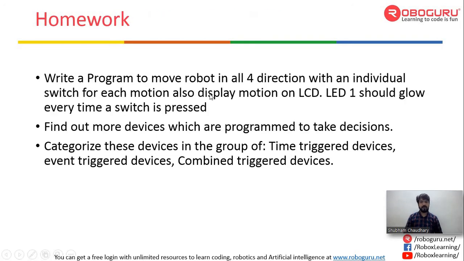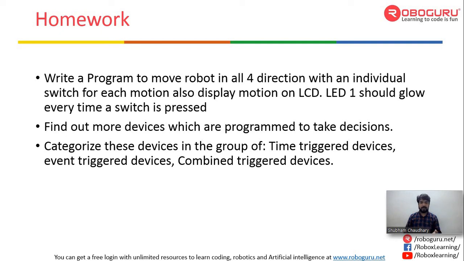So for your homework, you can try this program. Write a program to move robot in all 4 directions with an individual switch. This is something we have already done. For each motion, also display motion on LCD. That means if your robot is moving forward, LCD should display the motion also.